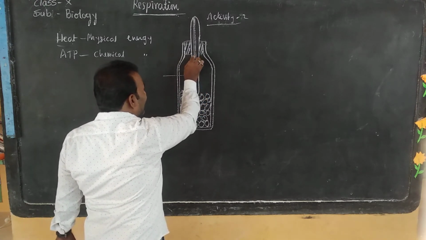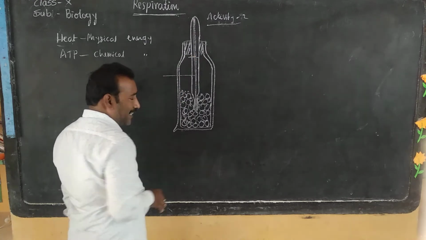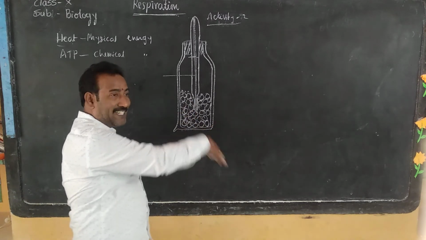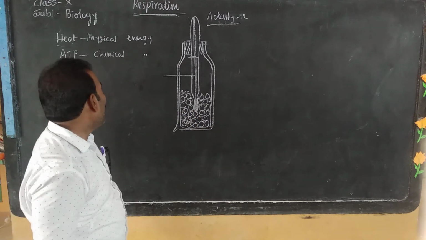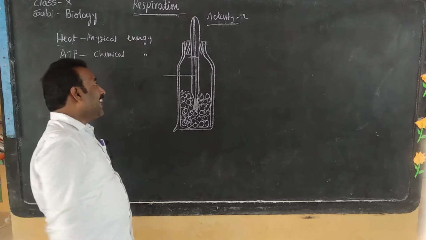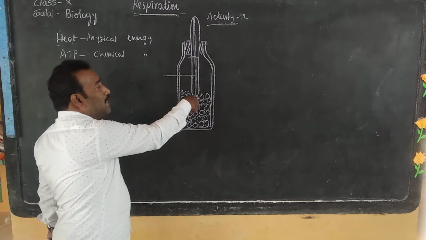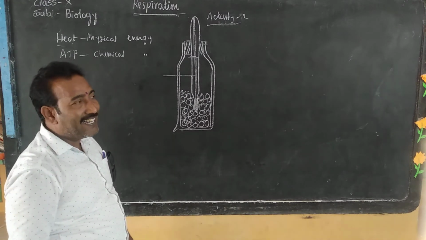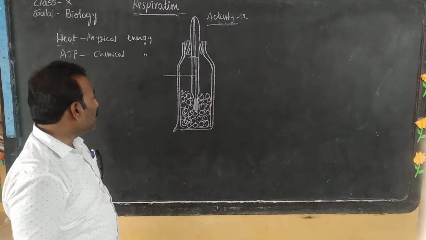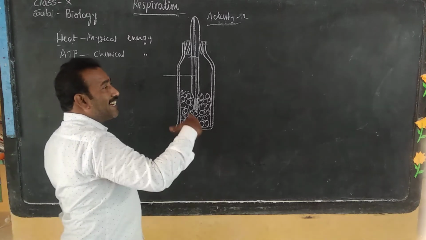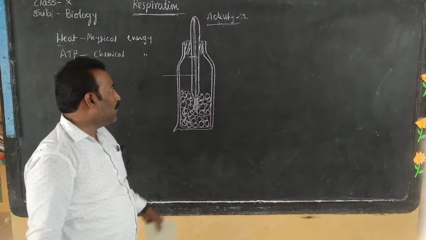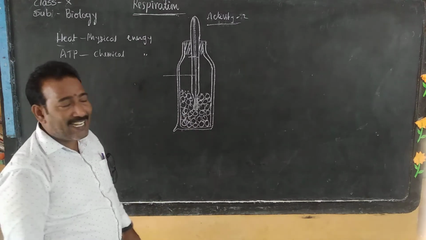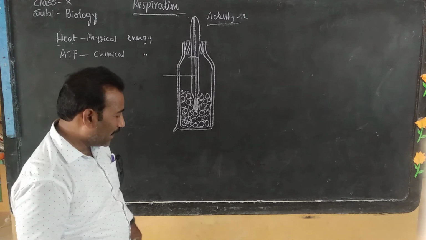The mercury level is increased. Why was the mercury level increased? Because germinating seeds respire. They release some amount of energy as heat. This heat is expanding the mercury. That's why the mercury level is increased. So by this we prove that heat is released during the process of respiration. How do you prove that heat is released during respiration?